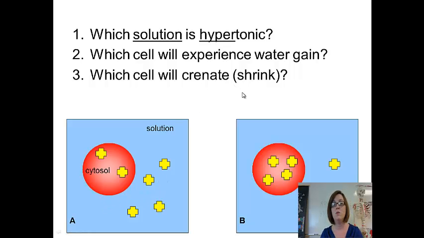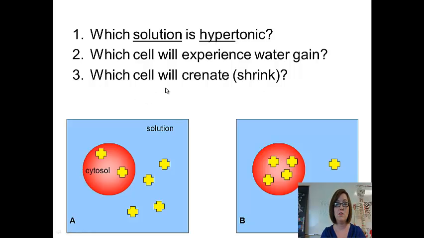The next question is which cell will experience water gain, right? Well, water moves from an area of low solute concentration to an area of high solute concentration. Water follows the solutes. In A, the water is going to leave the cell and go into the solution because it's following the solutes. So if water leaves, the cell is going to shrink. It will crenate. Right? So let's look in B. In B, the water is going to come into the cell because there's more solutes inside the cell. So if water comes into the cell, it's going to get bigger and gain water weight, right? It'll get bigger. If it keeps gaining water, it will eventually explode. So the answer to number 2 is B.